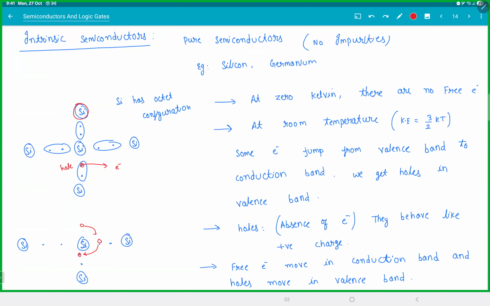Now, each one will contribute one electron. Everything is great. Silicon is pretty nice, stable, and gets a good octet configuration. So at 0 Kelvin, there are no free electrons. Everyone is happy sitting inside their orbits.